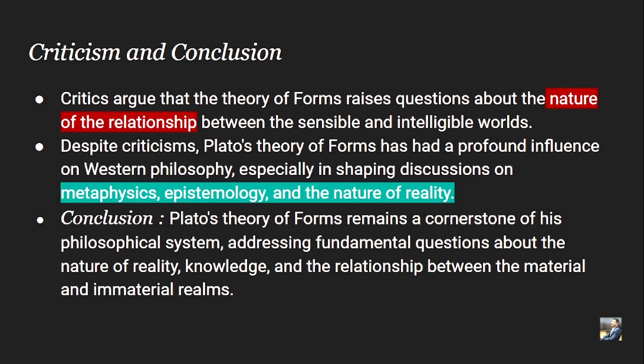The conclusion which we can attempt here is that Plato's theory of forms remains a cornerstone of his philosophical system, addressing fundamental questions about the nature of reality, knowledge, and the relationship between material and immaterial realms. So we end here the Plato's theory of forms.